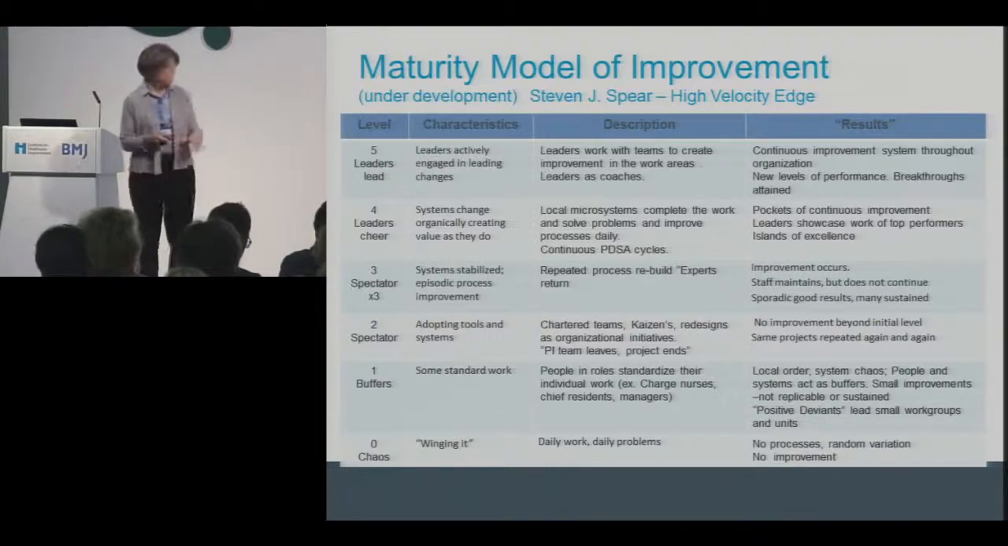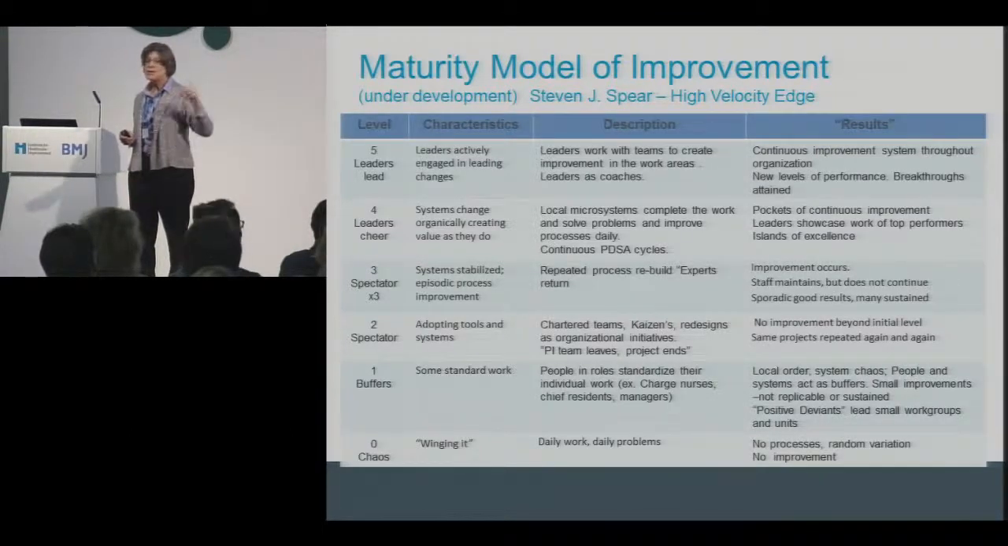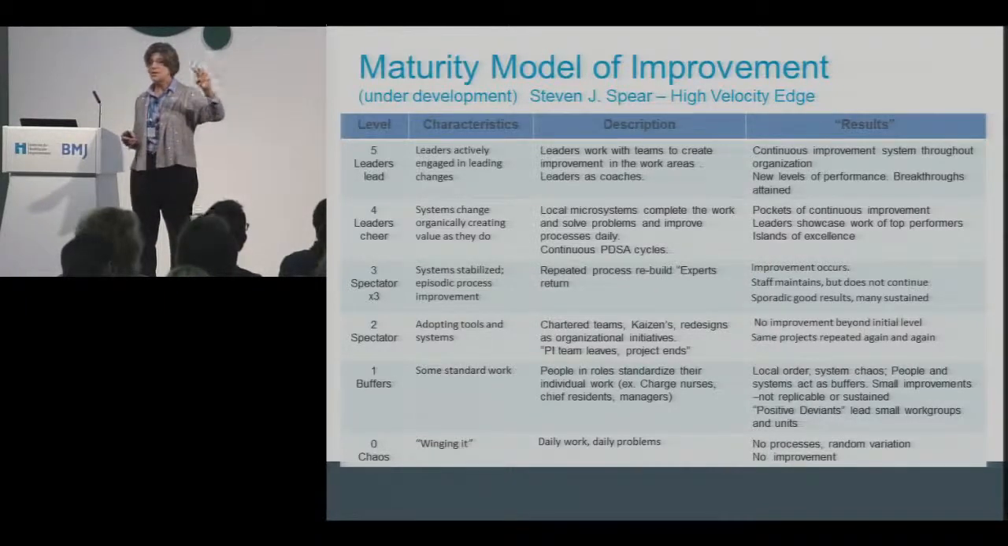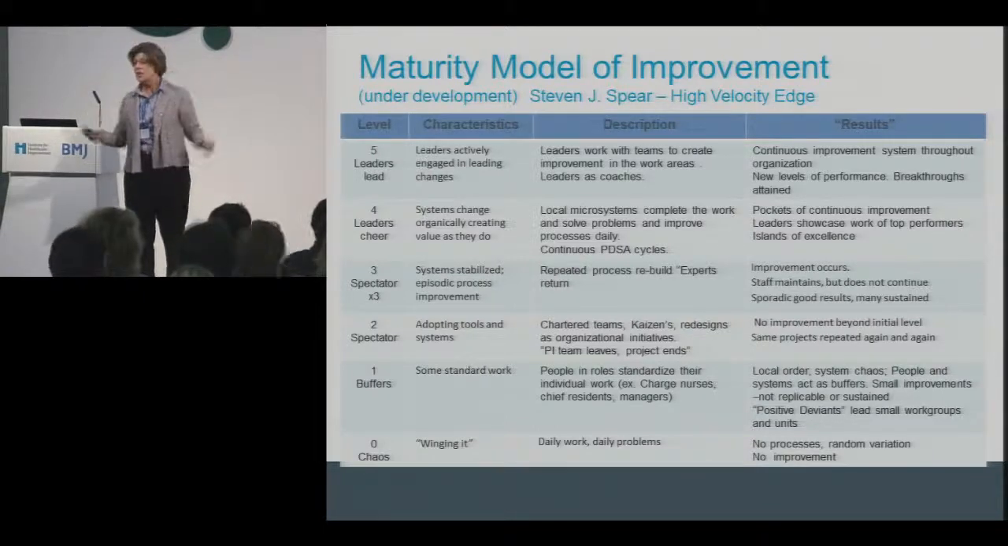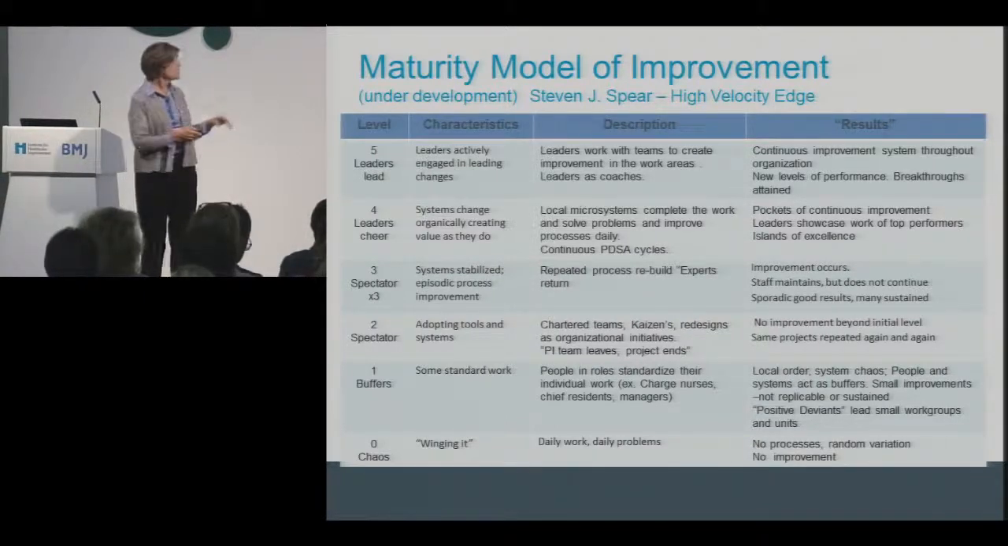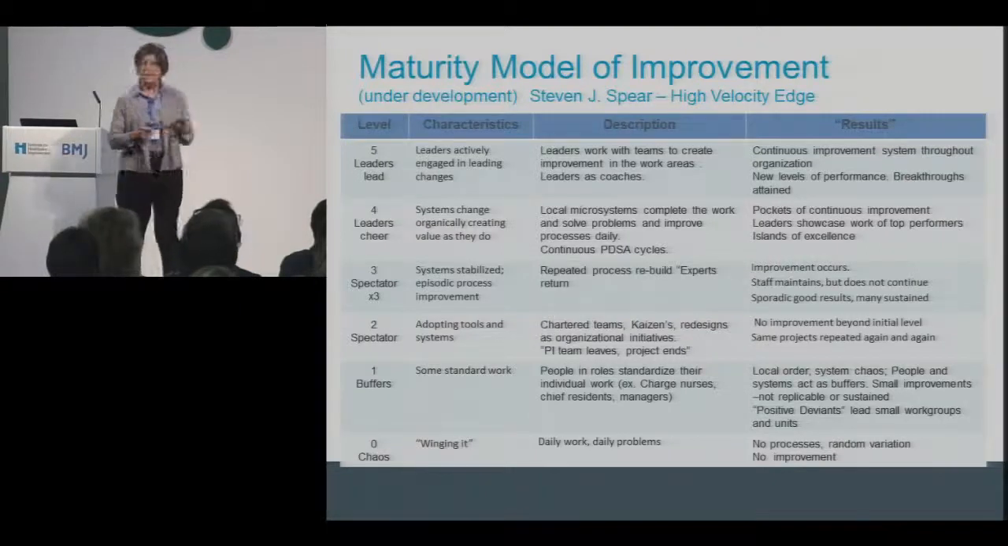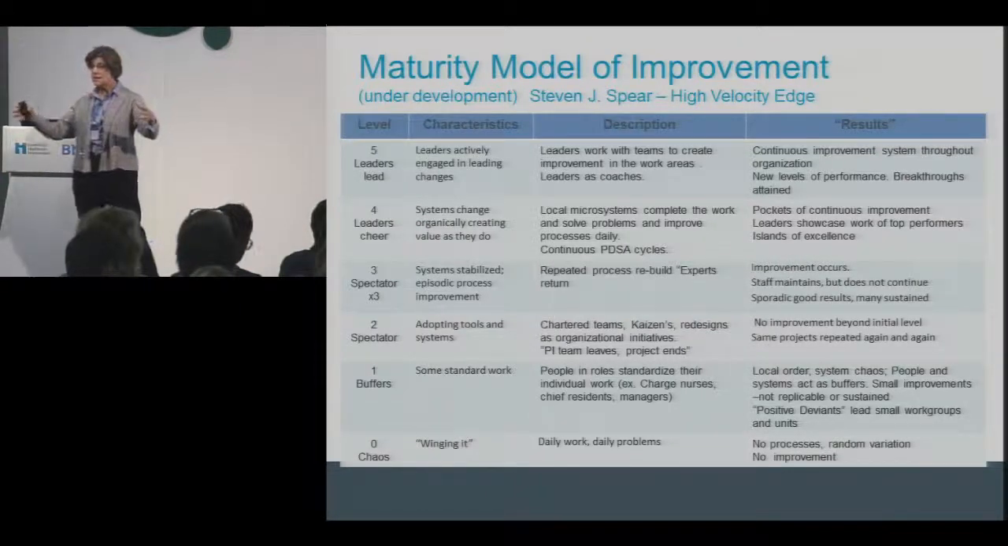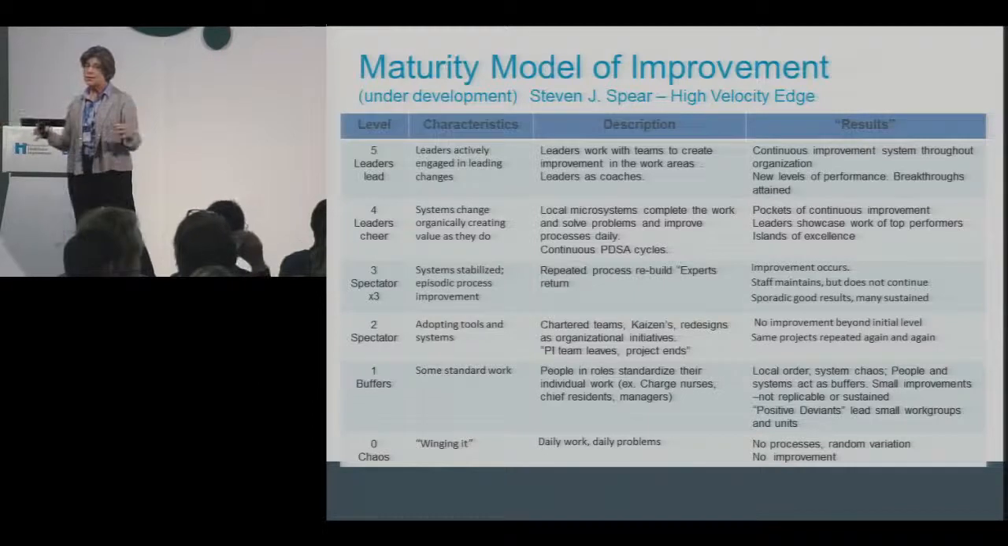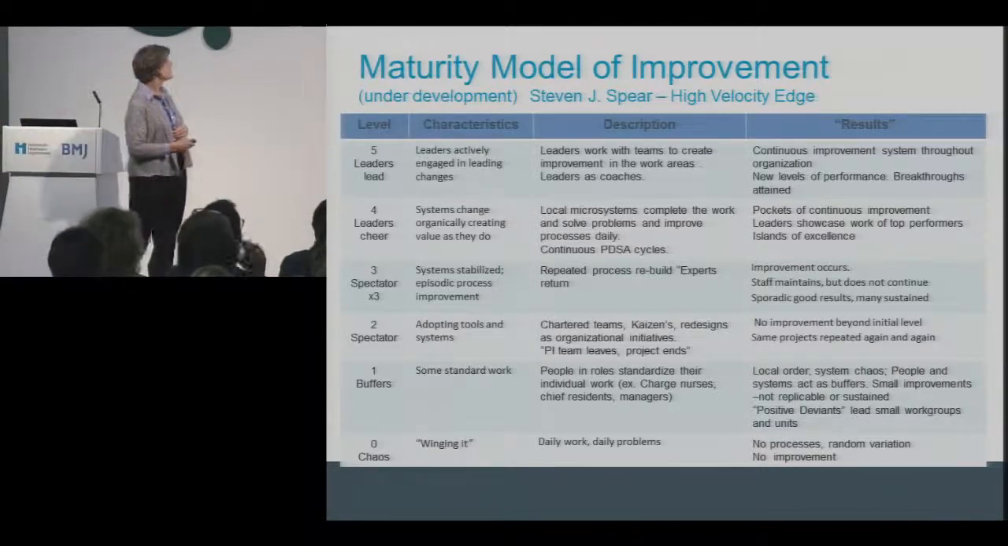Spectator times 3 is the next level up. You start to stabilize your processes, but what happens is you do the same problems over and over again. Have you fixed the same problem in your organization every couple of years? You kind of go after it again because it slipped away from you. You thought you had it fixed. That's spectator times 3. Again, it's somebody outside. It's not owned by the individual unit. It's not a standard process for holding the new work in place.